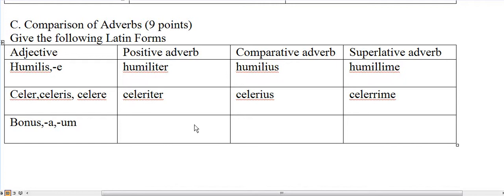Bonus is irregular, and so you have to know the positive is bene, and then the comparative would be melius, and the superlative would be optime.